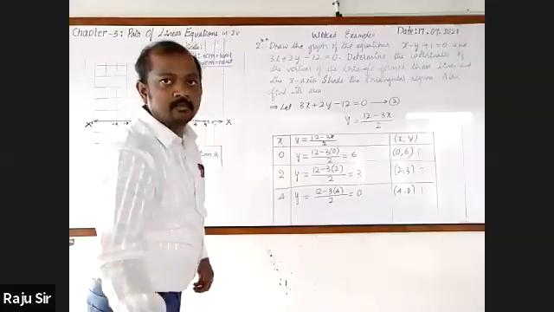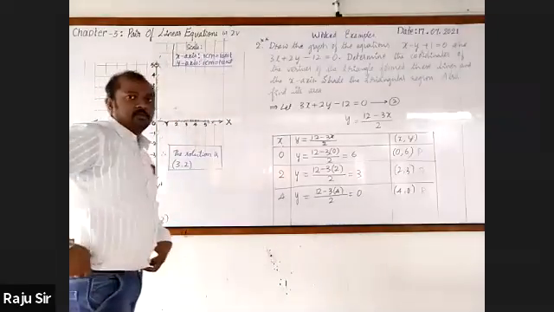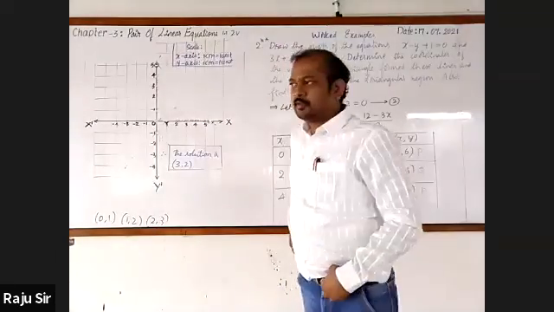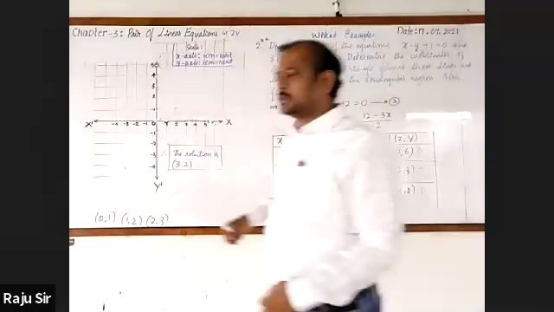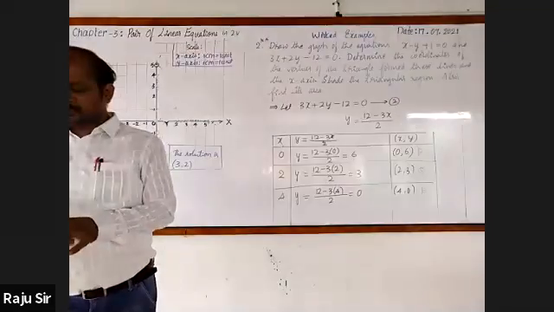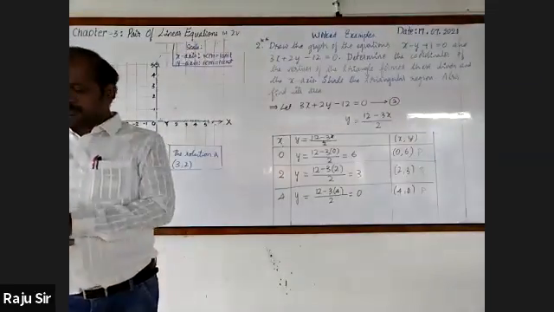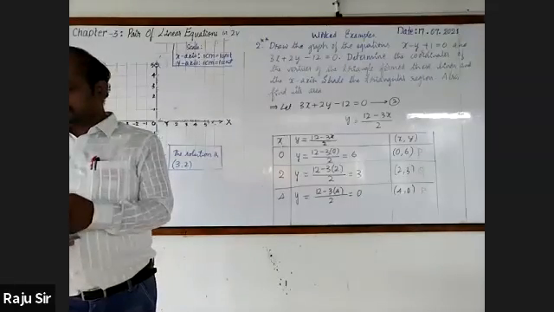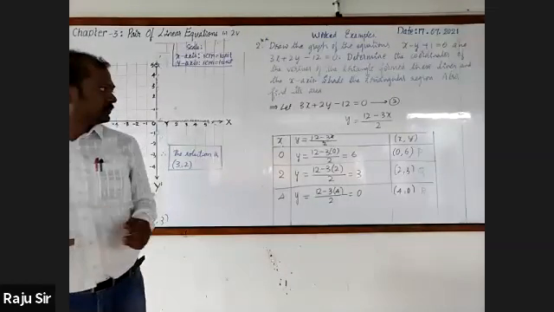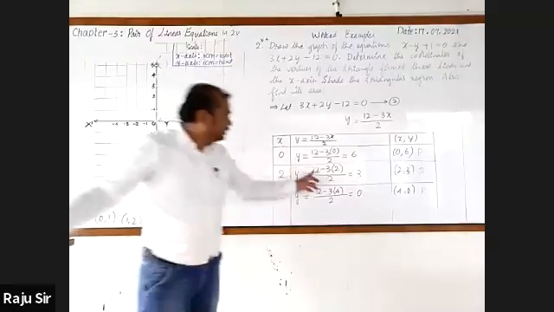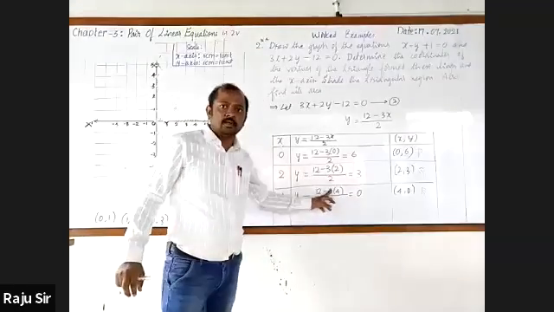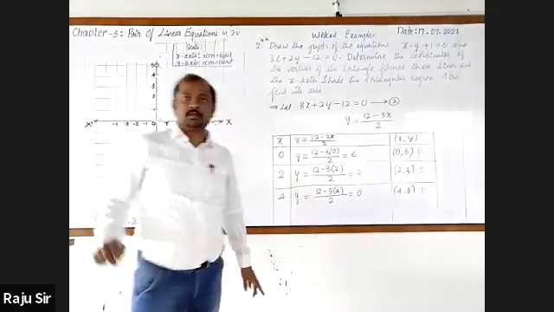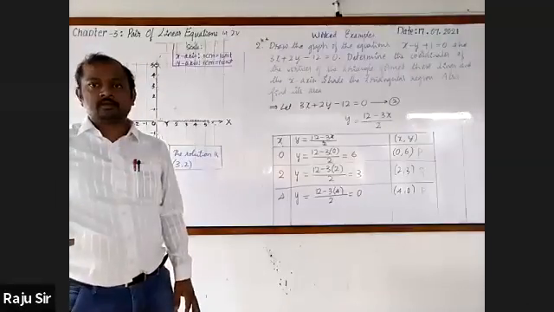Sir, for x is equal to 4, y is equal to 12 minus 12 by 2. It will be 0 by 2, no, sir. 12 minus 12 is 0. 0 by 2 is 0 only. Okay, sir.